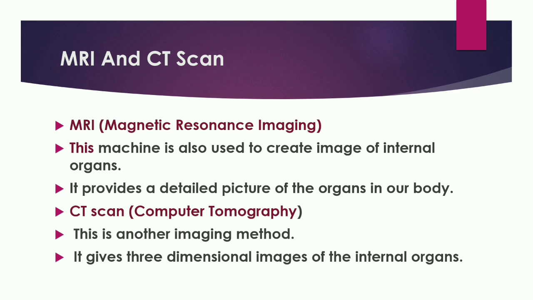MRI and CT scan. MRI, the full form is magnetic resonance imaging. This machine is also used to create images of internal organs. But why are these two different? Why have two different machines been made? See, MRI provides a detailed picture of the organs in our body. Then another is CT scan or computed tomography.